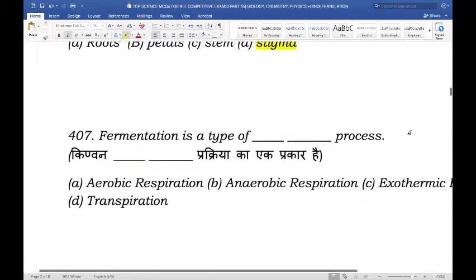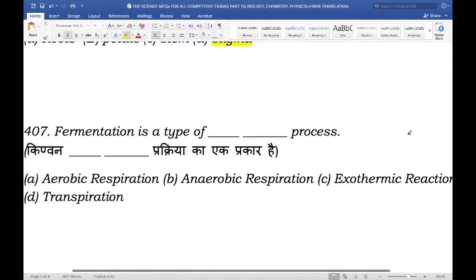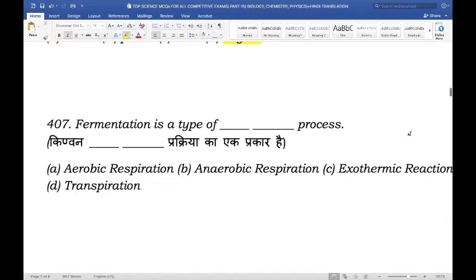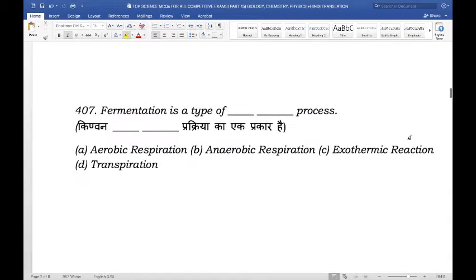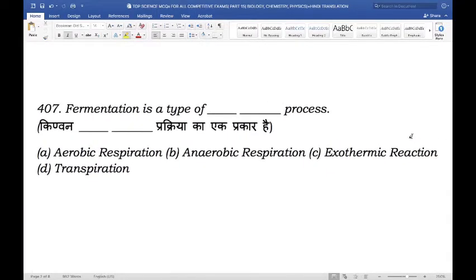Next question. Fermentation is a blank process. So what type of process is fermentation? Is it aerobic respiration, anaerobic respiration, exothermic respiration, or transpiration? And the right answer here is anaerobic respiration.